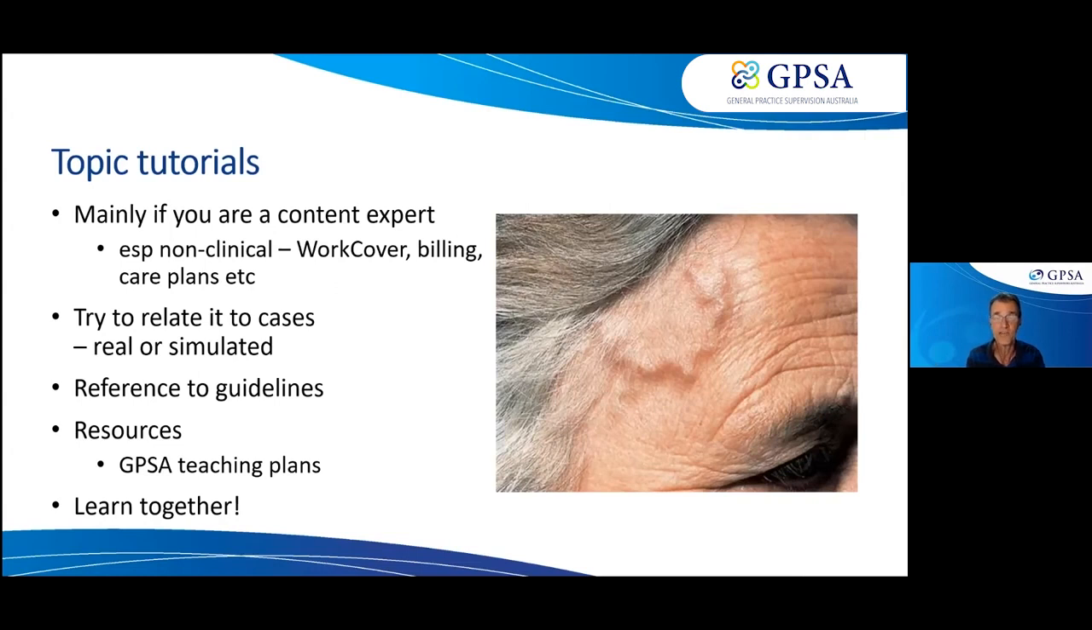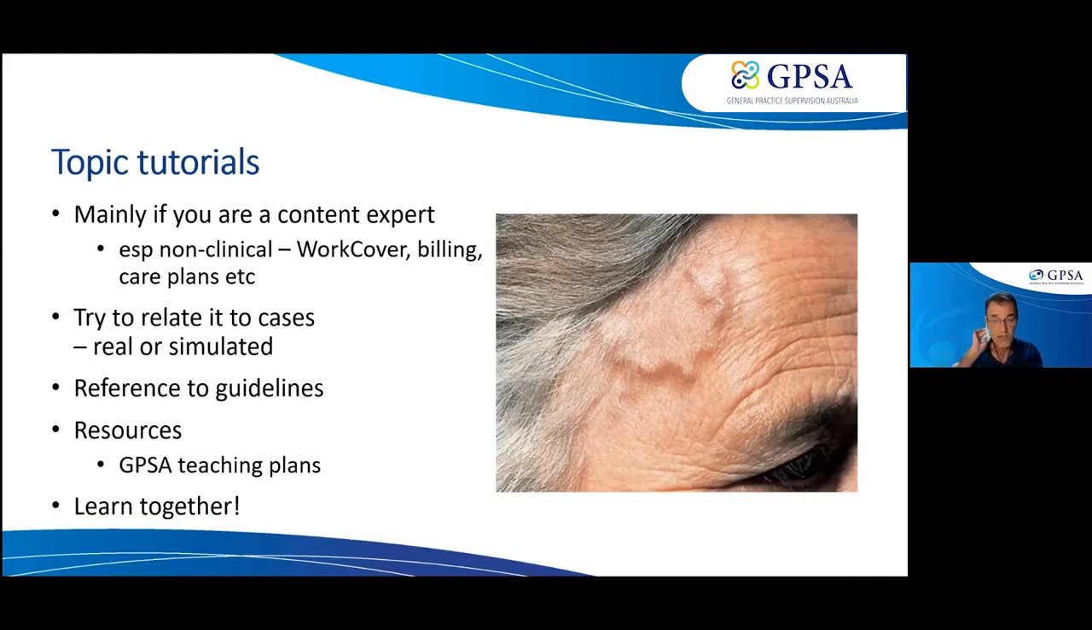Now, whether they're real cases that you bring or the registrar brings, or made up cases, having cases as part of a topic session is incredibly valuable, because it allows you to show how you would process or how you would go through sorting this patient out.